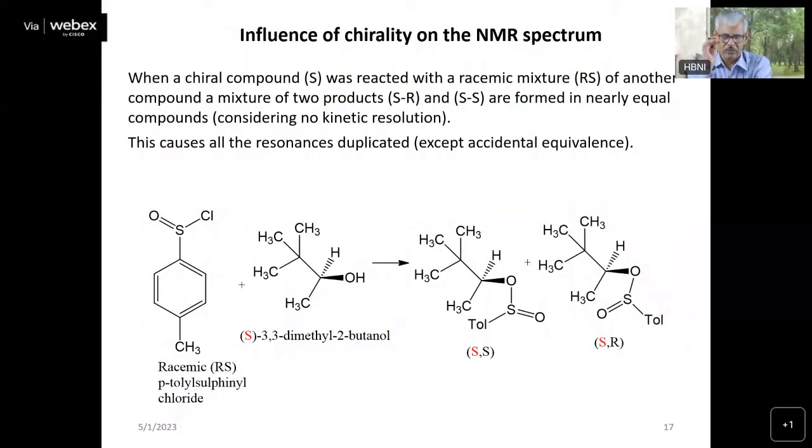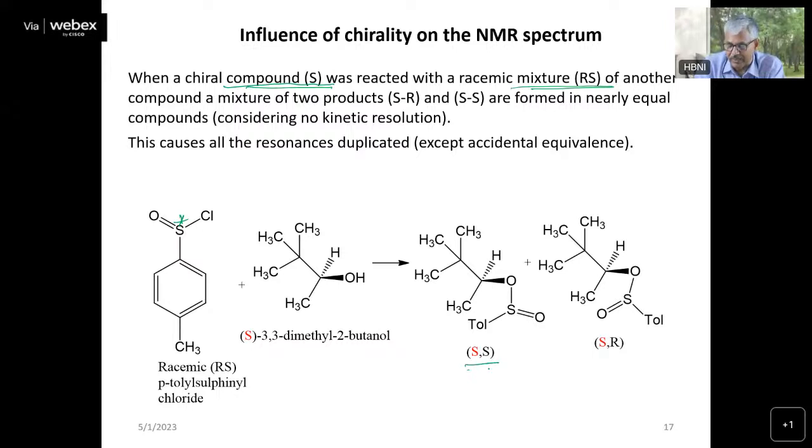Now we will see the influence of chirality on the NMR spectra. We know that enantiomers have the same NMR spectra, so they cannot be distinguished by NMR. But suppose you take a chiral compound and react it with a racemic mixture. Let us say you have taken a chiral compound with configuration S and reacted it with a racemic mixture RS sulfinyl chloride. So this is your chiral center. You are reacting this with a chiral alcohol, so you are getting 2 diastereoisomers.